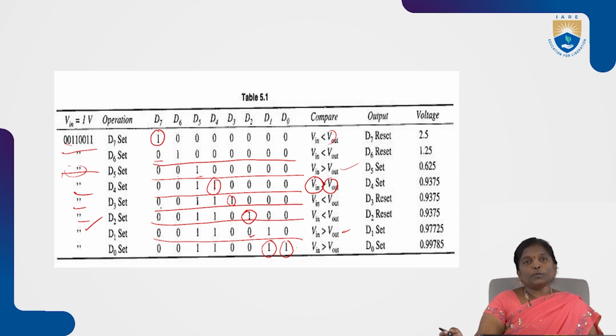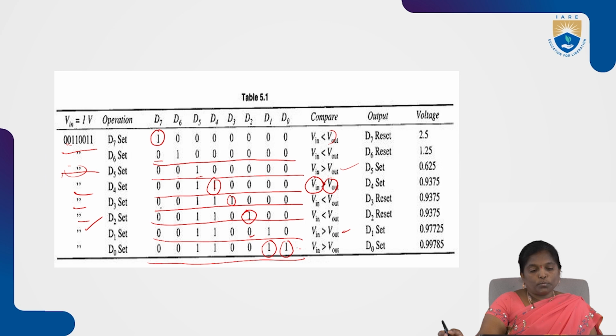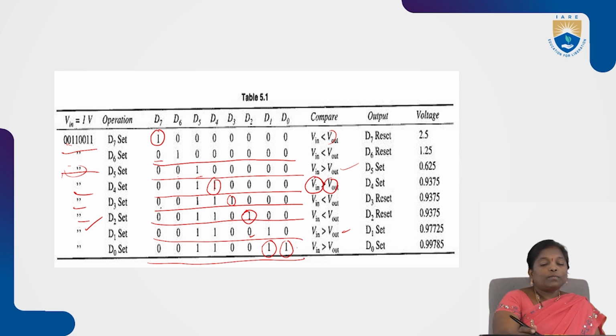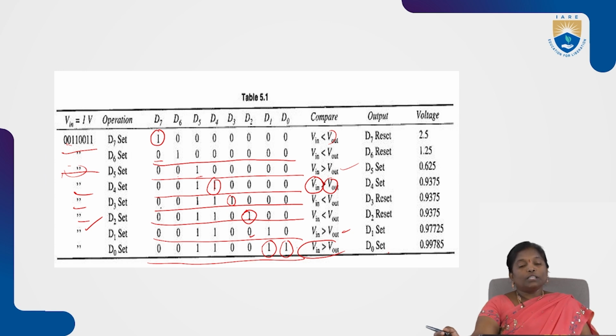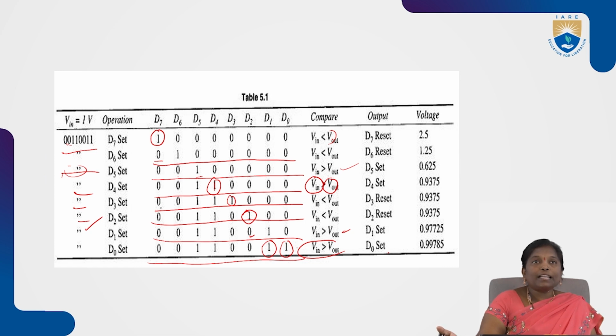Now, if we compare the input and output, the input voltage is equal to the output voltage, or then this input and output both are the same. In this case, if the input voltage is greater than the output voltage, there is no need to change the bit position. Bit position is present in the set condition only. If the input voltage is less than the output voltage, then we have to reset that particular bit position to 0. That is the process present in the approximation.